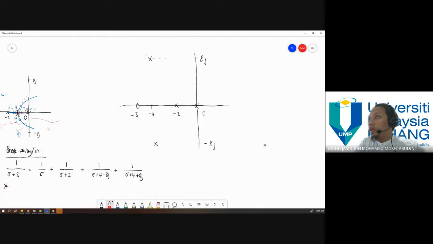Let's say the angle of departure is here. So we need to measure the angle made by all of the other poles to this pole. Okay, so we need to measure the angle here. Maybe we name it theta 1, and this angle theta 2, this angle 90 degree, so we name it theta 3, and this angle theta 4.